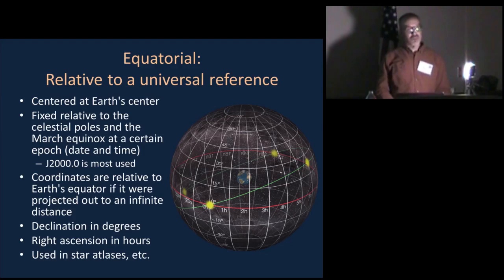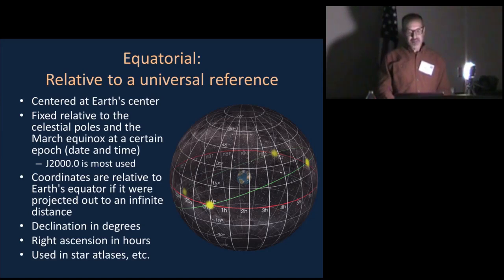So things are fixed relative to the celestial poles, and when we're looking at the equatorial horizon, so to speak, we are looking at where the equinox crosses the equator at a certain date and time. Typically that used to be 2000 for the March equinox, but you can also see other references too.